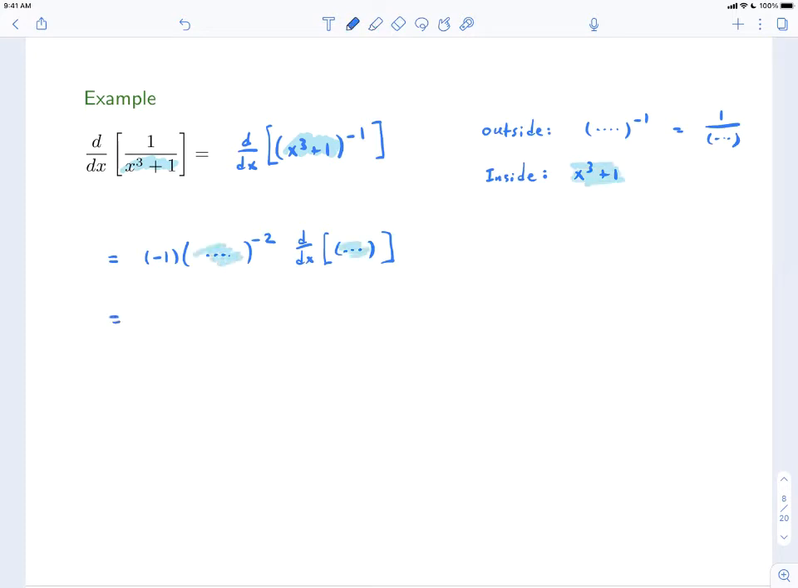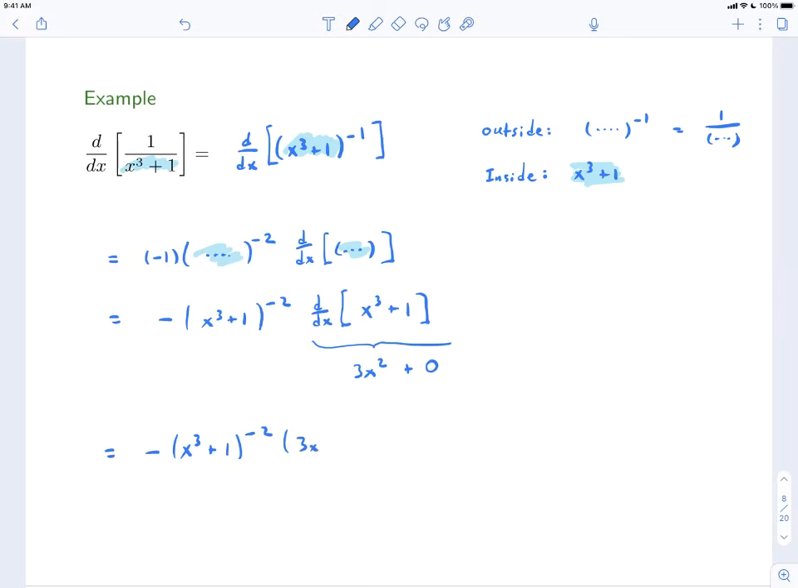So you'll end up with minus, let's just write that as minus instead of minus 1. So it's minus x cubed plus 1 raised to the negative 2 times the derivative with respect to x of whatever goes inside, which is x cubed plus 1. And once again, this is just a polynomial, so you can differentiate it term by term, and then you'll have 3x squared plus 0. The derivative of 1 is 0. So what do we end up with? We end up with the opposite of x cubed plus 1 to the negative 2 times 3x squared.